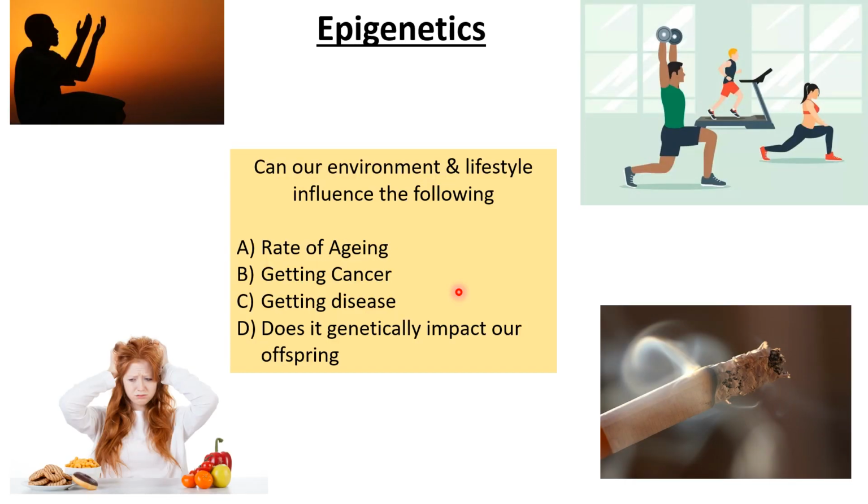Let's go into epigenetics. Pause and think, what do you feel about these four options? Can our environment and our lifestyle influence the following four: our aging, getting cancer, getting disease, and can we transfer this genetically to our offspring? The answer to all of them is actually yes.